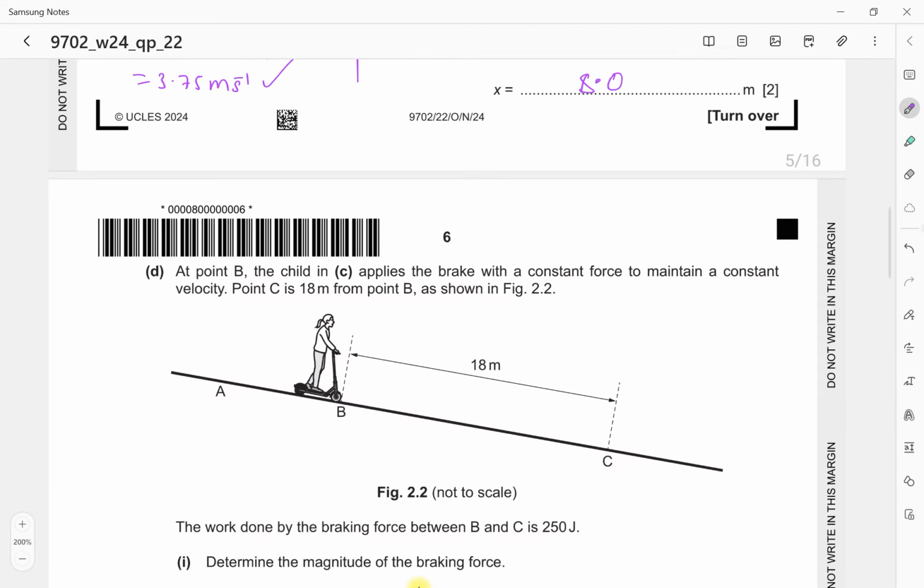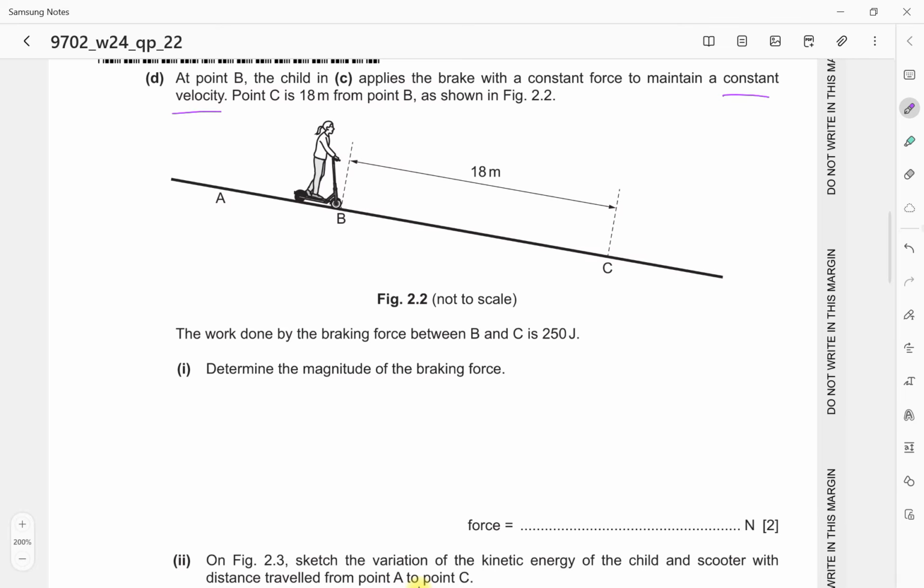At B, the child in C applies the brakes with a constant force to maintain a constant velocity, that is zero acceleration. The work done by the braking force between B and C is 250 joules. Determine the magnitude of the braking force.